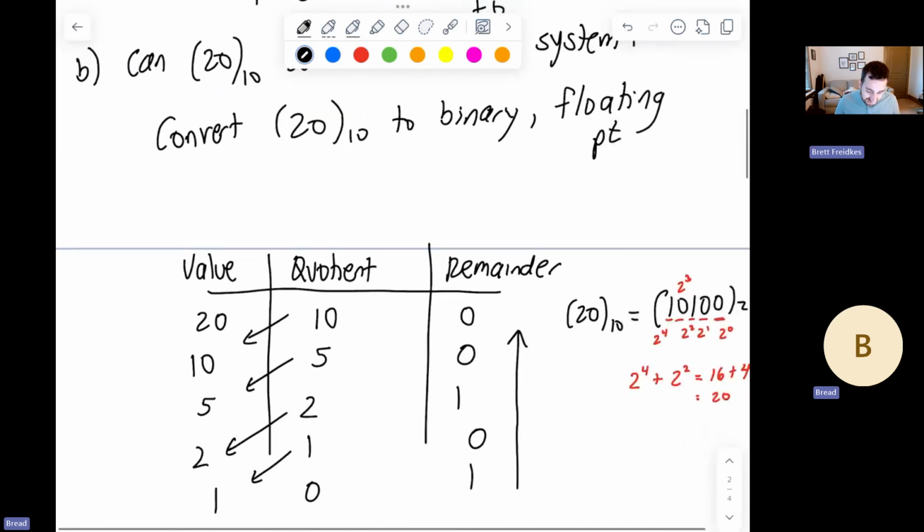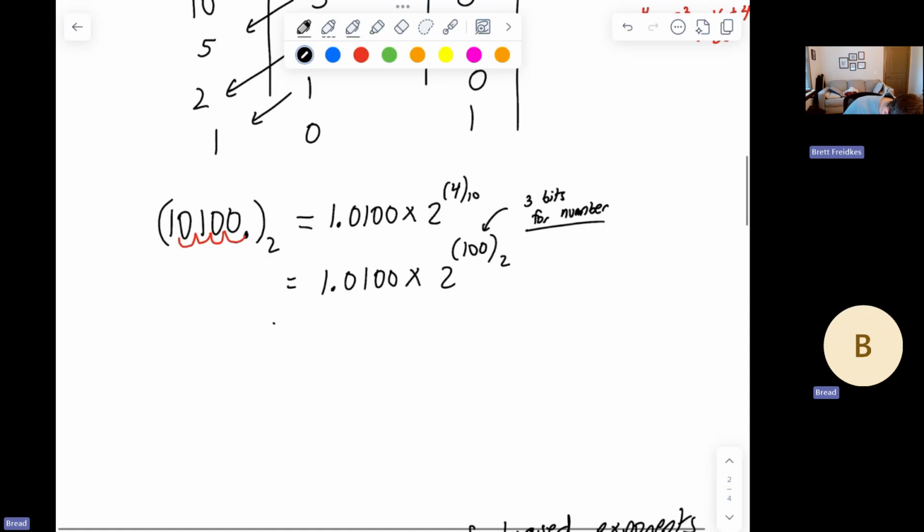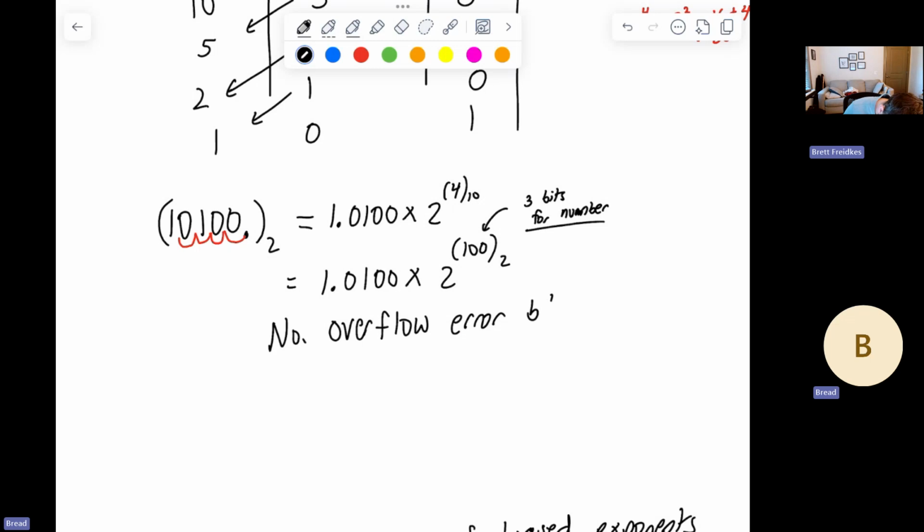So the question was, can this be stored in this system? No. We end up with an overflow error because 4 is too big. And you can see we're not even worrying about the mantissa or the sign of the number in this situation. I'm just looking at the exponent to see if it's even possible to store it. That's part B.